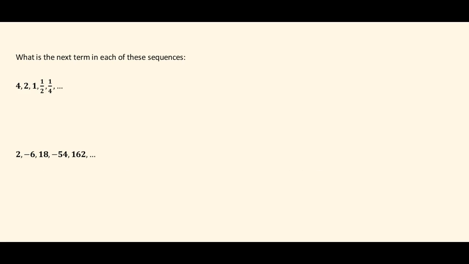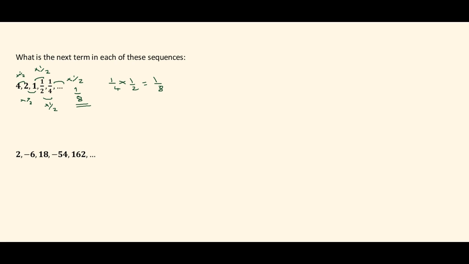Let's look at these examples here. We want to find out the next term in each of these sequences. So how do I get from 4 to 2 as a geometric sequence? Here we multiply by 1/2. Then here we also multiply by 1/2, and again, and again. And then also we're going to multiply by 1/2. So we have 1/4 times 1/2 is 1/8. So the next term in the sequence is going to be 1/8.